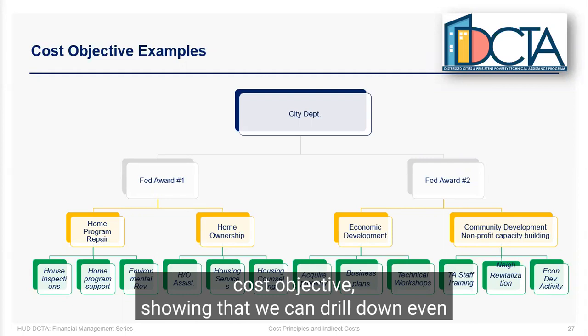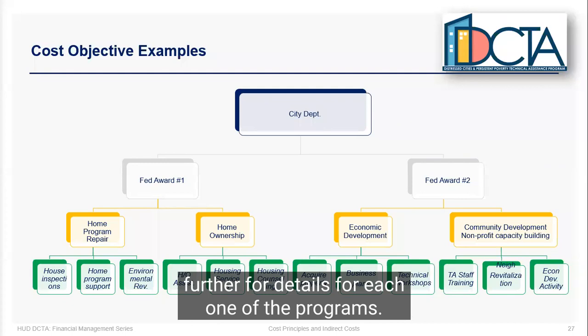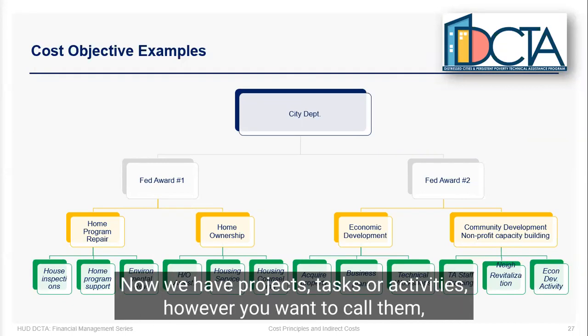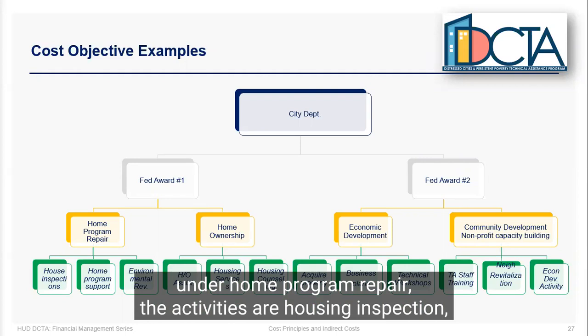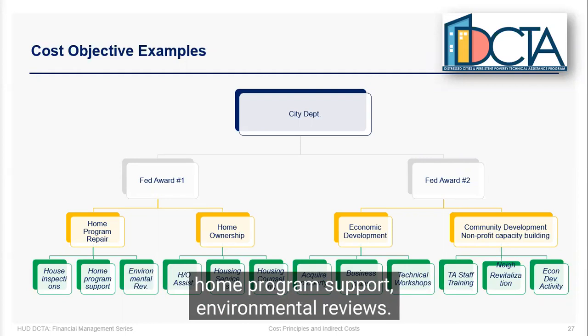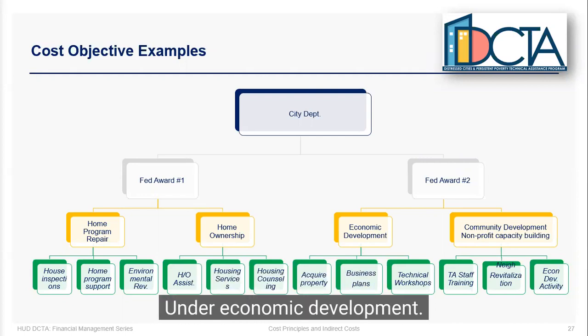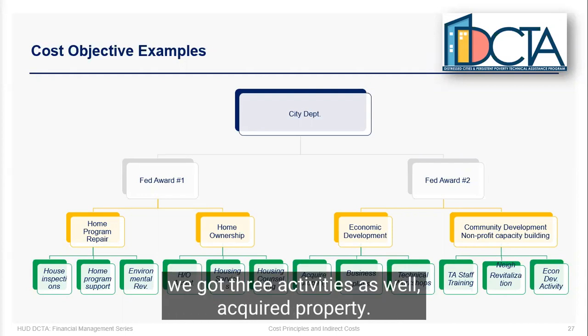Showing that we can drill down even further for details for each one of the programs. Now we have projects, tasks, or activities, however you want to call them. Under home program repair, the activities are housing inspection, home program support, and environmental reviews. Under economic development, under federal award number two, we have three activities as well.